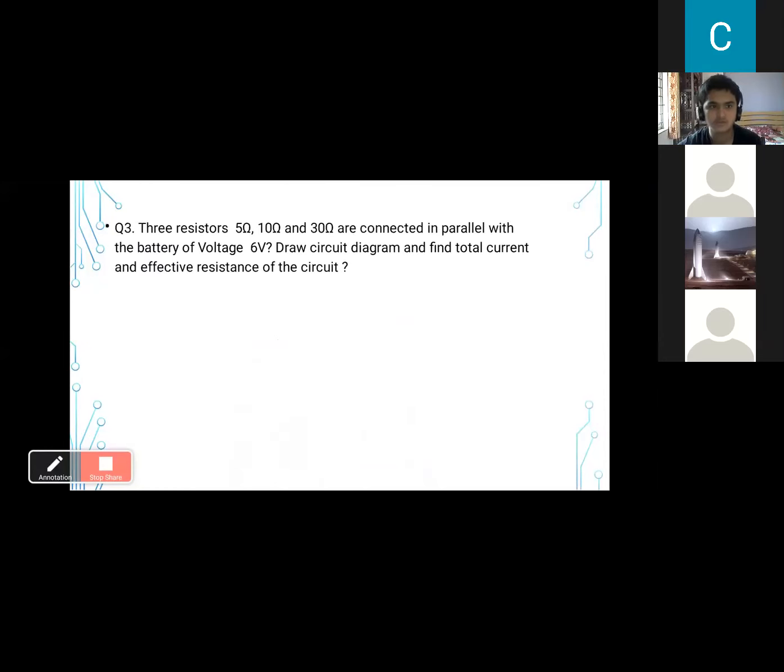Okay. Come to the next one. Now we are coming to the parallel circuit. 3 resistors, 5 ohm, 10 ohm, 30 ohm are connected in parallel with a battery of voltage 6 volts. Draw the diagram, find the total current and effective resistance of the circuit.